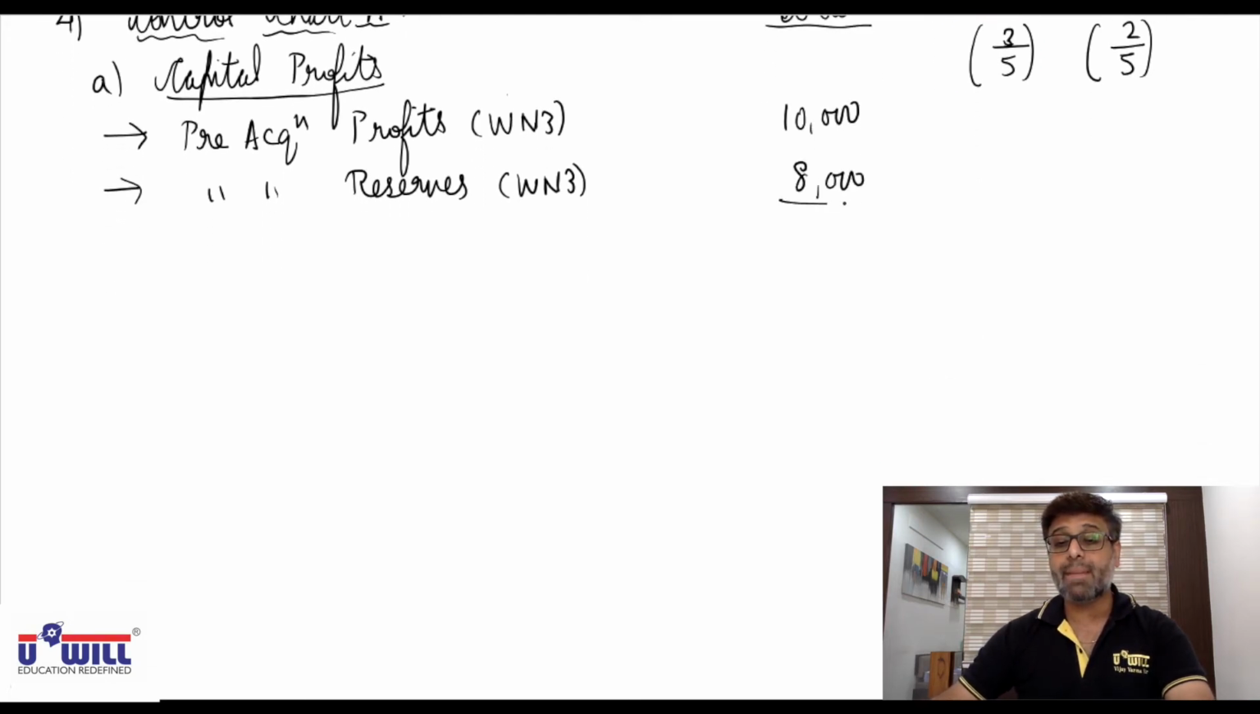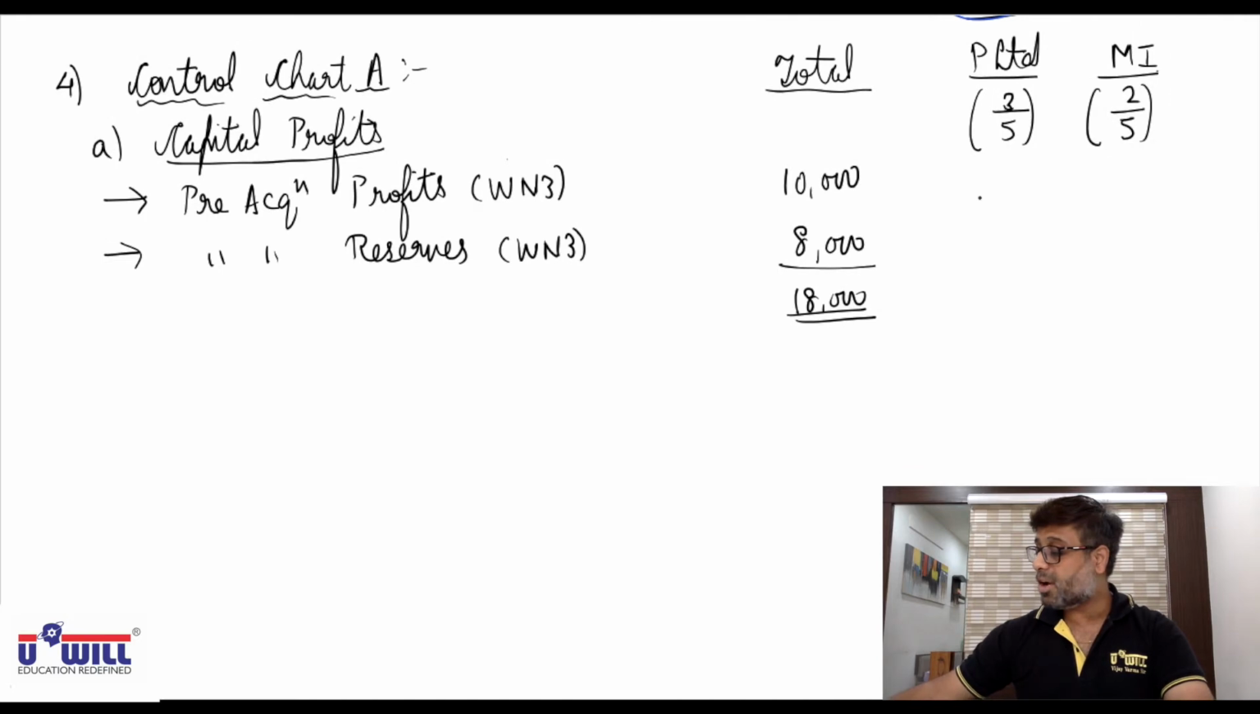What are total capital profits? 18,000. Now 18,000 into 3 by 5. Or if you do it, 18,000 into 3 divided by 5. You'll get 10,800. And 18,000 into 2 divided by 5 would be 7,200.